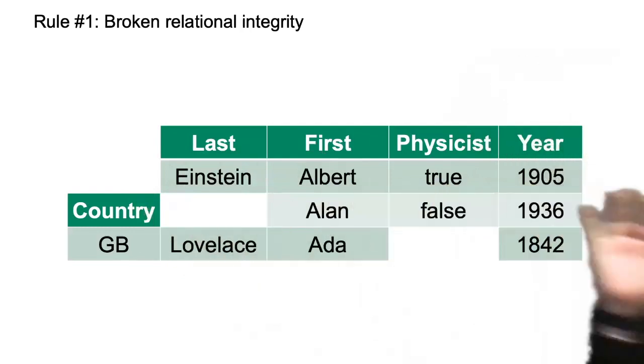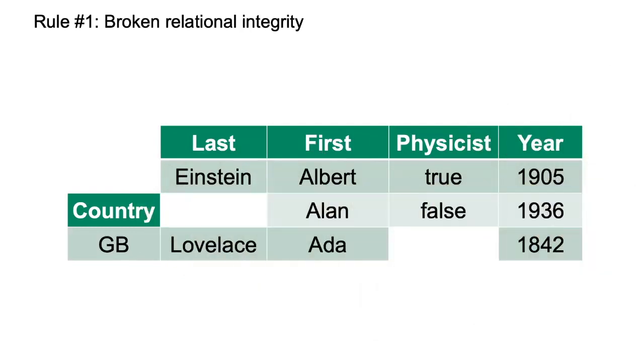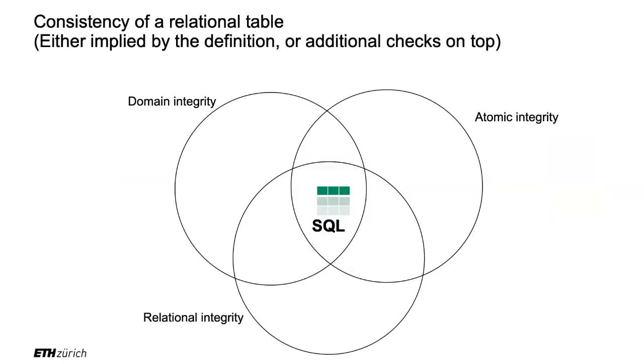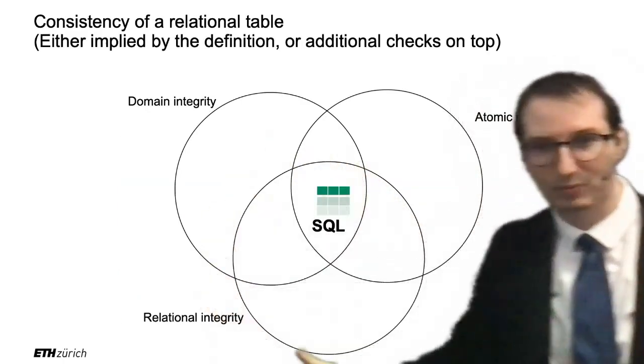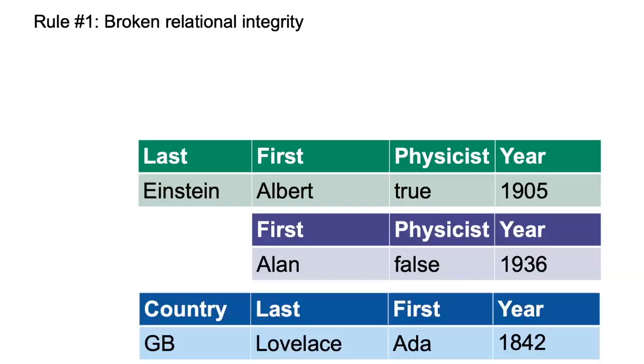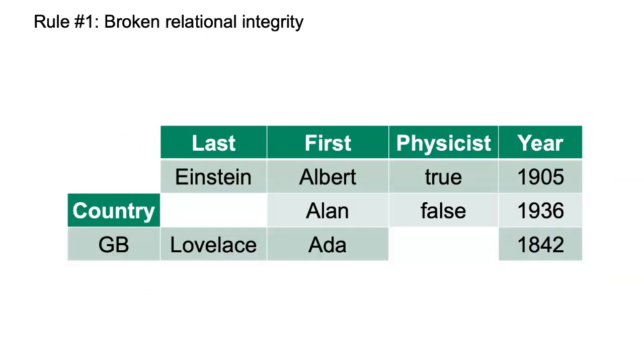You can see that it's much less structured than this one. So we say that here, relational integrity is broken. That is not a relational table. That doesn't even look like a table anymore. Okay, so that's relational integrity. In my big picture here, it's this one here. And you can see now I just display the one that's broken.